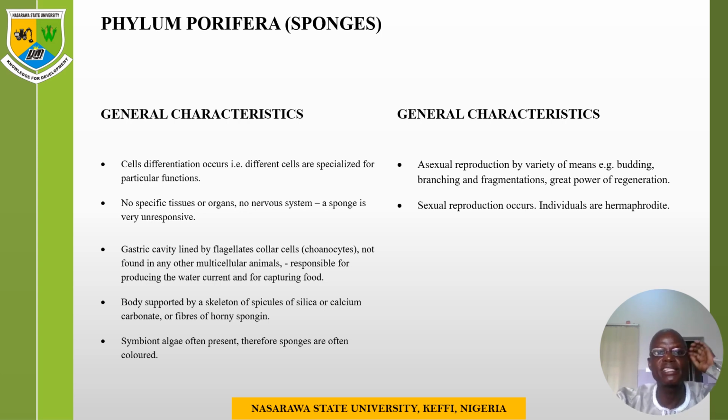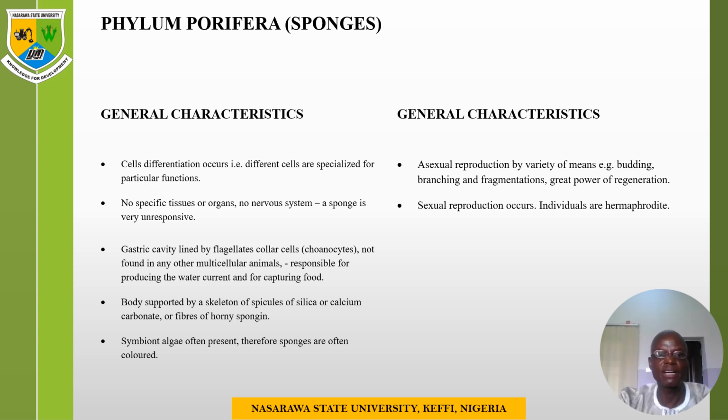No specific tissues or organs, no nervous systems. A sponge is very unresponsive. The gastric cavity is lined by flagellate collar cells known as choanocytes, and they are not found in any other multicellular animals. They are responsible for producing the water current for capturing food.